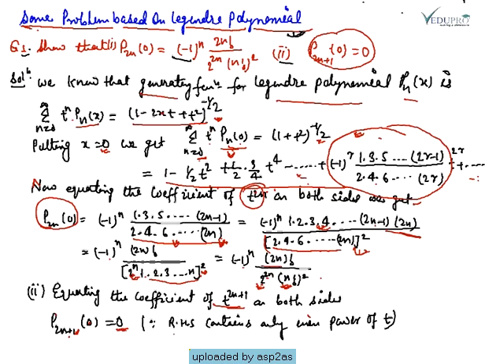We can write here, since the right hand side contains only even powers of t, you can see this t square, t to the power 4, and last t to the power 2r. So the right side does not contain any odd power, so we can write here P_{2n+1}(0) is equal to 0.